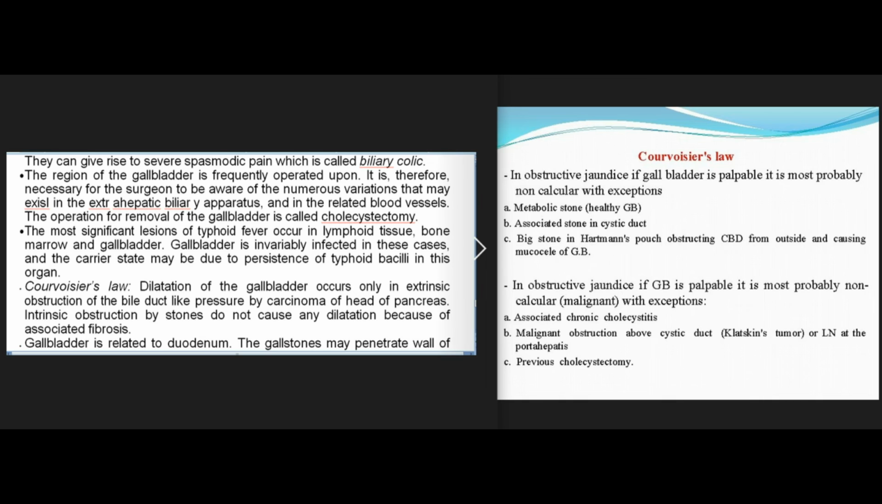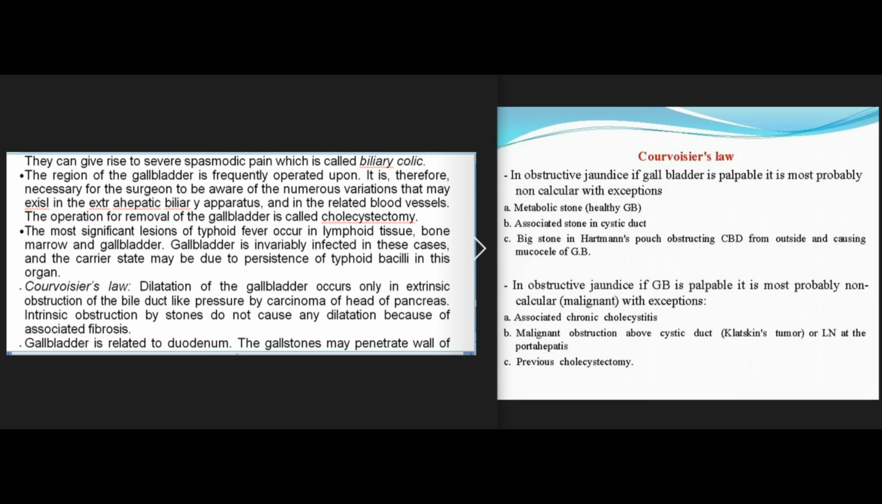The most significant lesions of typhoid fever occur in lymphoid tissue, bone marrow, and gallbladder. Gallbladder is invariably infected in these cases, and the carrier state may be due to persistence of typhoid bacilli in this organ. Courvoisier's law: dilatation of the gallbladder occurs only in extrinsic obstruction of the bile duct, like pressure by carcinoma of head of pancreas. Intrinsic obstruction by stones does not cause any dilatation because of associated fibrosis.